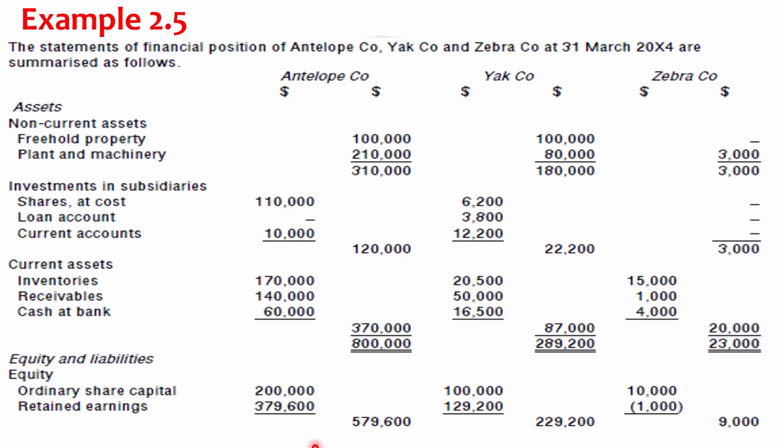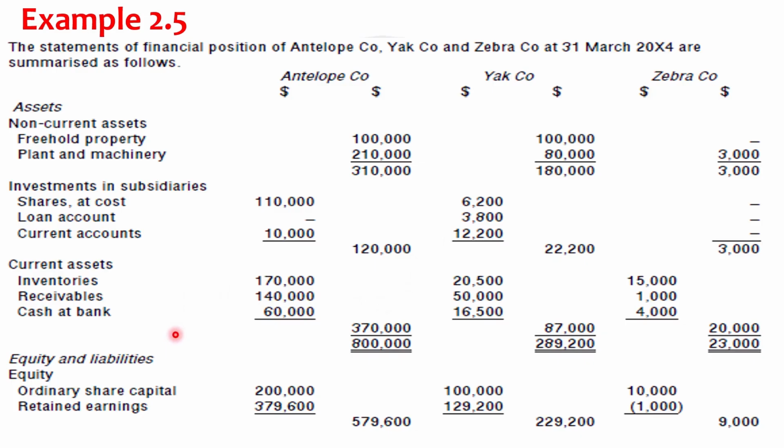We have the assets: the freehold property, the plants, and the investment. For the investment, we have the investment that the parent has in the subsidiary, and the investment that the subsidiary has in the sub-subsidiary.